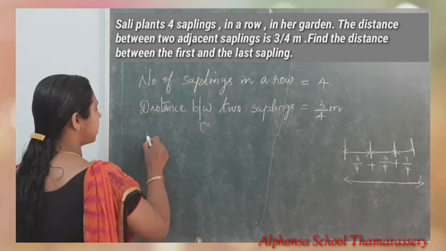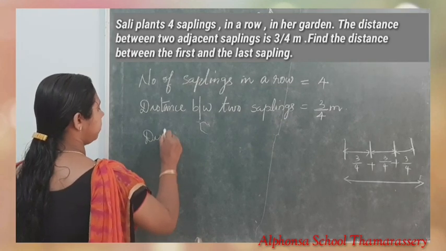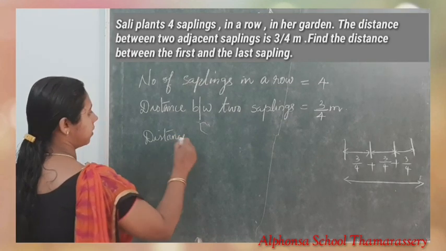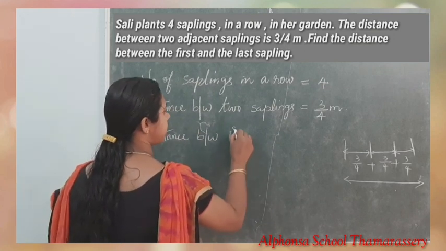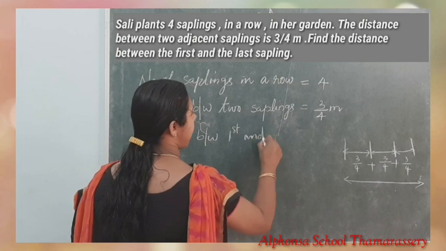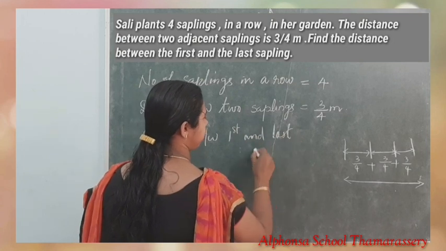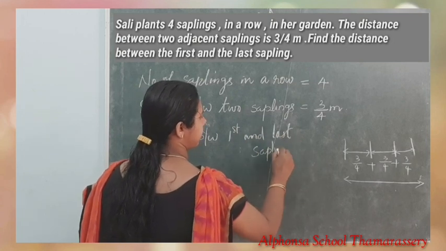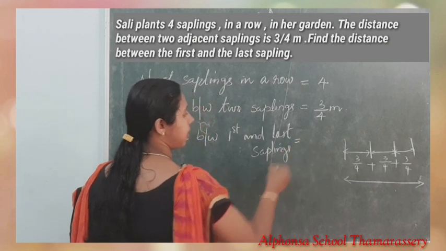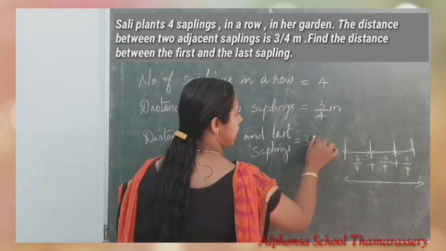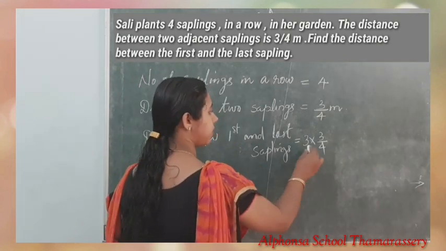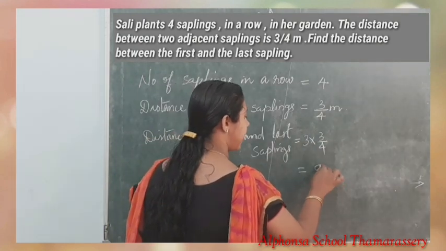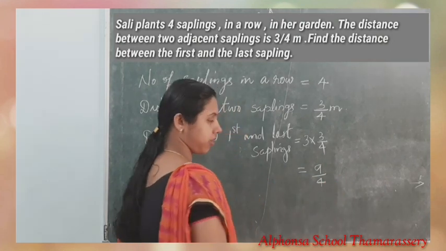So the distance between the first and last sapling is equal to 3 into 3 by 4, which is equal to 3 3s are 9 by 4.